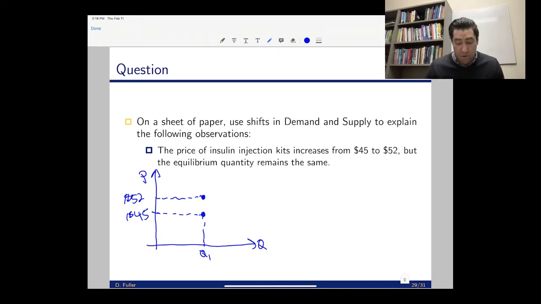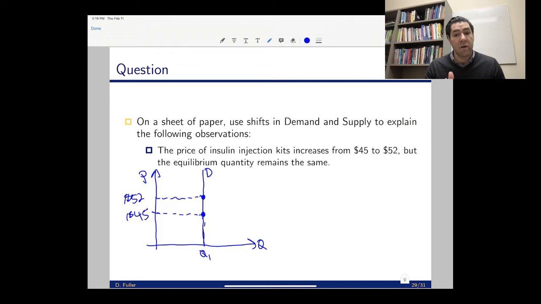So one way that it could be true, and it makes sense, is if demand is straight up and down, right? That kind of makes sense for insulin injection kits, right? Think about my willingness to pay is going to be very, very high, right? So I have to have the insulin injection kit. If I don't, I could have a very bad result. Typically it could be as bad as ending up dead, right? So I have to have this. So no matter how high the price, I'm going to be willing to pay.